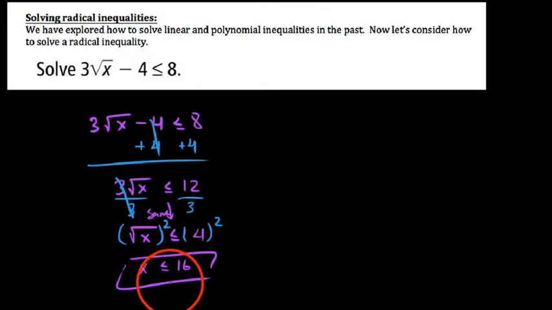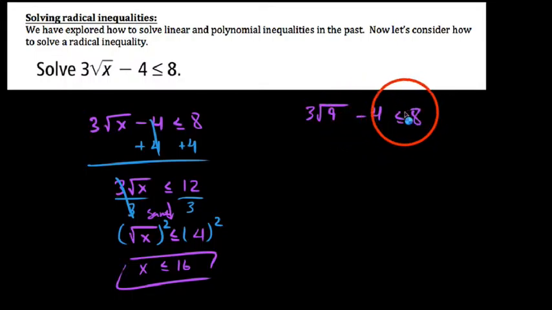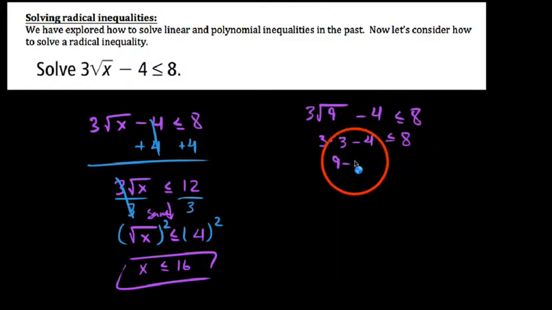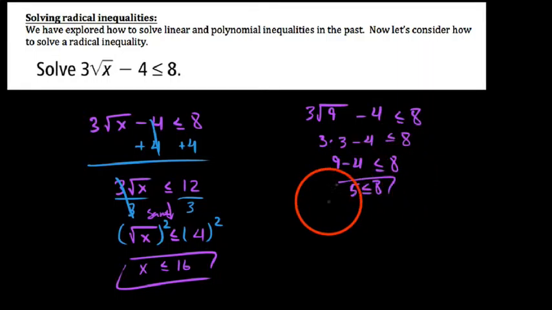And actually, we could just pick one out. I suppose if I picked 9, you put a 9 up here, we would get 3 times the square root of 9 minus 4 is less than or equal to 8. Let's see if this does actually work. We get 3 times 3, which is 9, minus 4 is less than or equal to 8. I'm already thinking what it equals. 5 is less than or equal to 8, which is true. So that works. And 9 is less than or equal to 16.